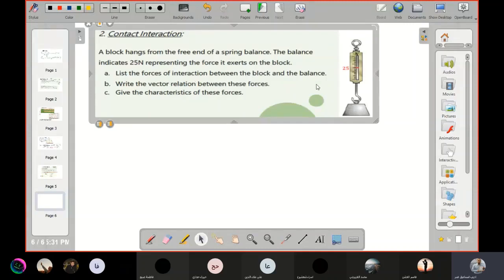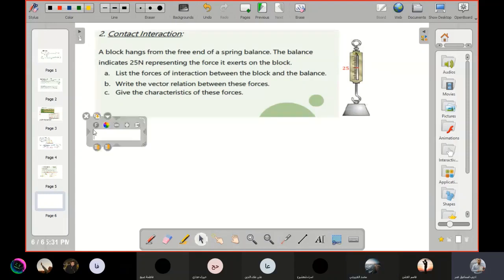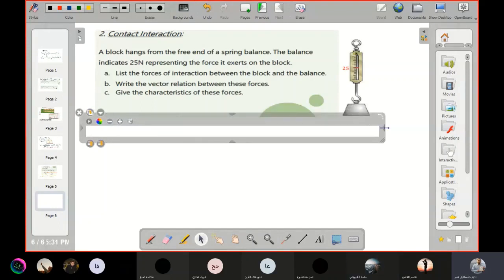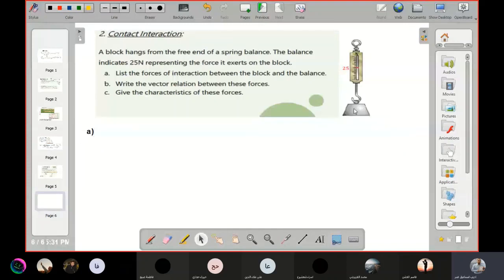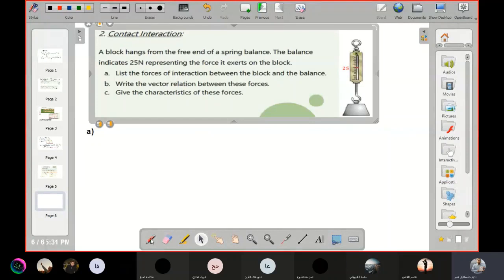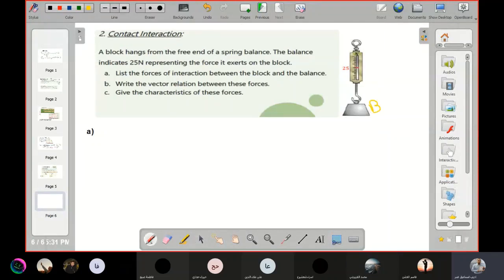Hamad, what are the forces of interaction between the block and the balance? First is... When I don't know exactly what the forces are called, we name the objects. Let's name the block B, and the spring balance S. Okay? Here, wait a minute.